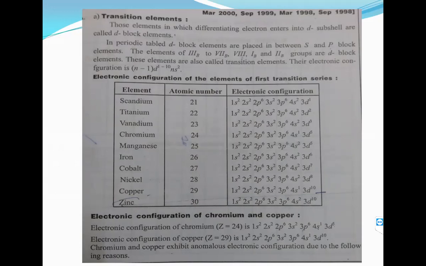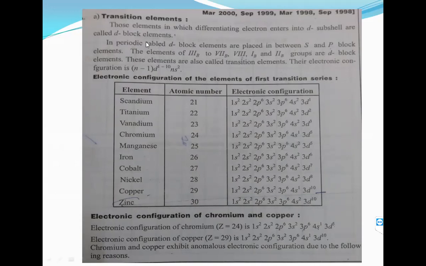Coming to D block elements, they are placed at the center of the periodic table. And finally, F block elements are placed at the bottom of the periodic table. Now our concern is, what are transition elements?